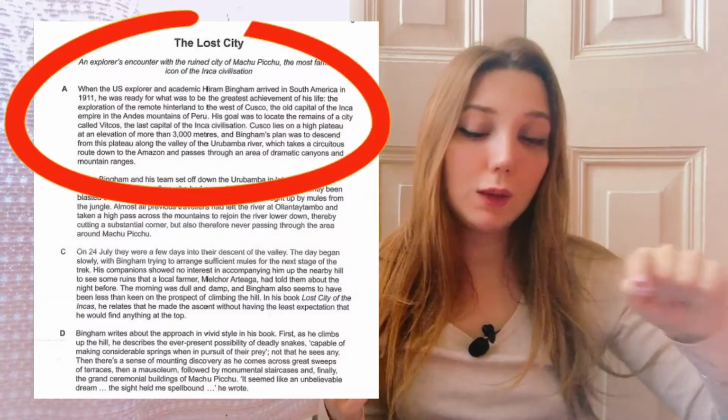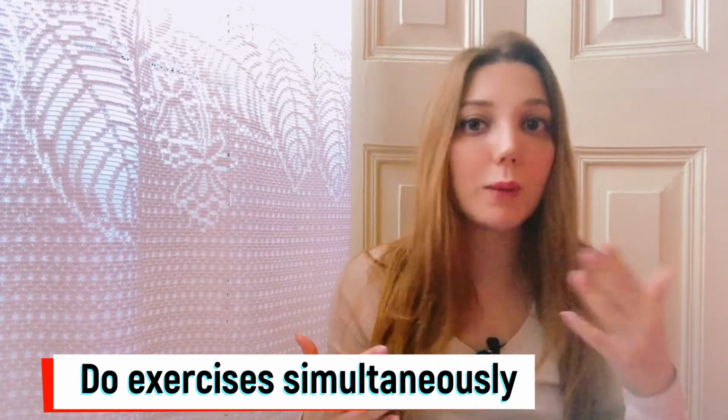Start doing these exercises. Let's say that you started from true, false, not given, and you started to skim, scan, and read a paragraph. For example, you have found some answers, or maybe you haven't found any answers. But how can it help you? After skimming or scanning a paragraph, you can find a heading for that paragraph. The same you can do with B, C, and other paragraphs. So, this strategy is called doing exercises simultaneously. While doing true, false, not given, you will also find the headings of each paragraph.